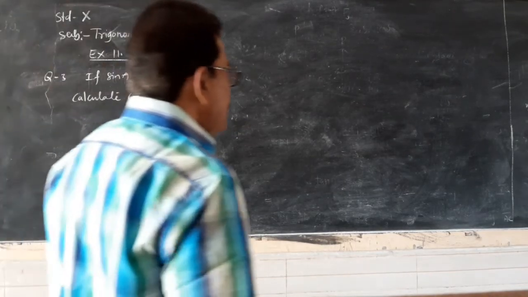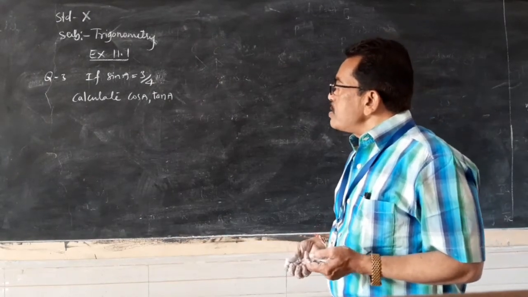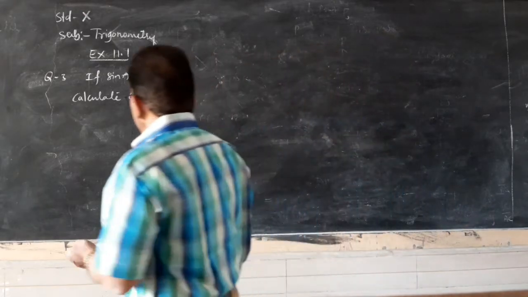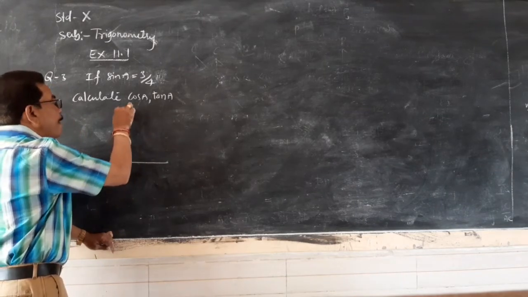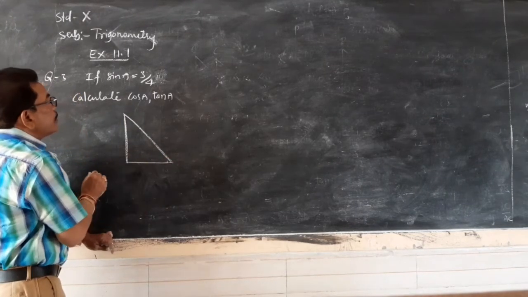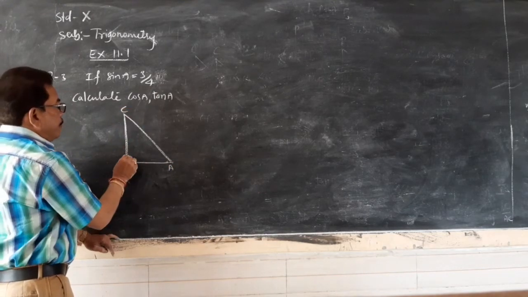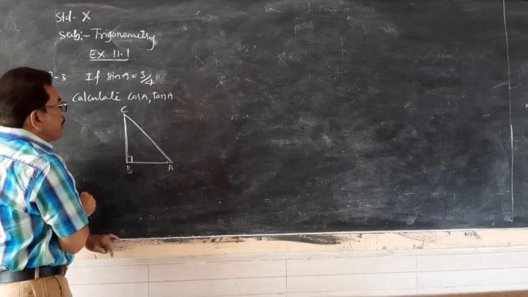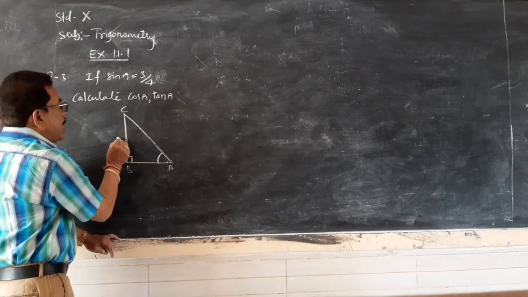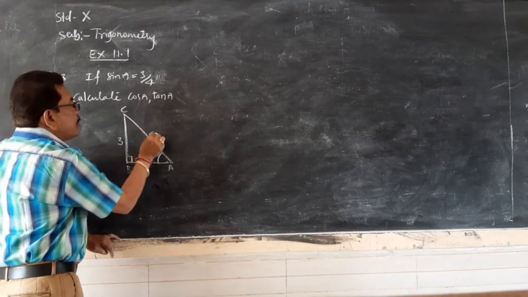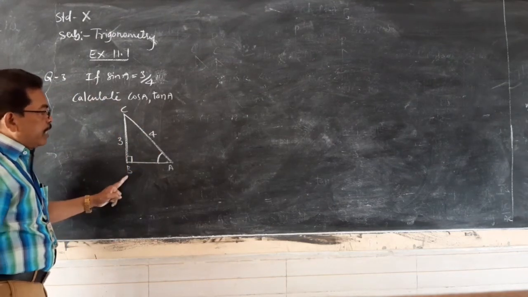Now this one is the third problem. If sin A equals 3 by 4, calculate cos A and tan A. Okay, let us draw the diagram as usual. Sin A equals 3 by 4. Sin A is opposite side divided by hypotenuse. Opposite side is 3, hypotenuse is 4. We have to find the AB.